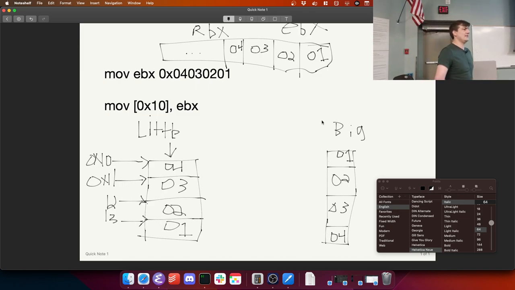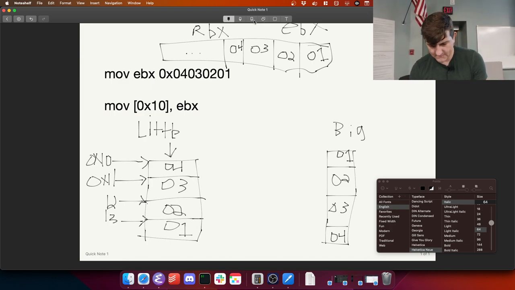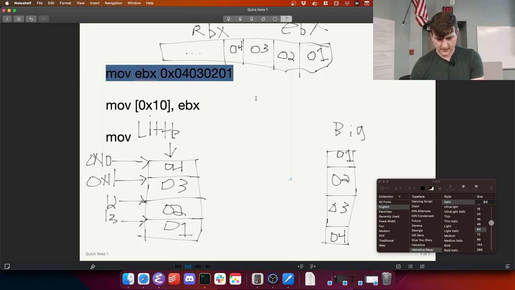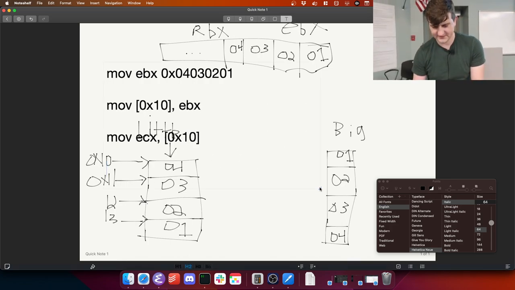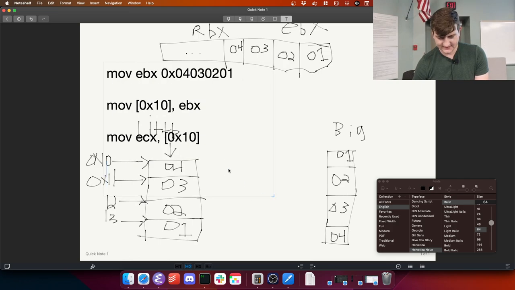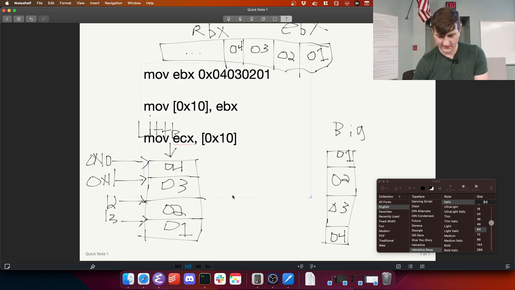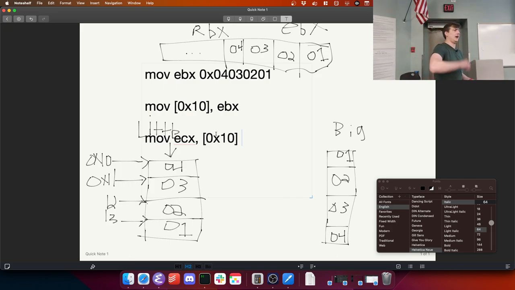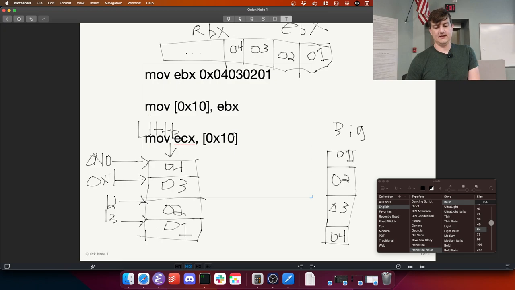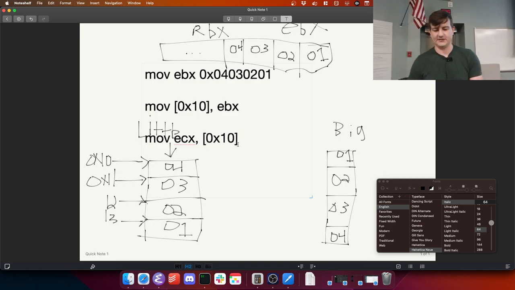And then if we asked for, hey, at this memory location, so now if we had a move into ECX, hex 10, move, please. Oh my gosh. All right. Okay. Oh, there we go. I don't know why this is moving, but if we had this, we're extracting then in Big Endian from memory address 10, move, load that into ECX. What's the value of ECX after here?